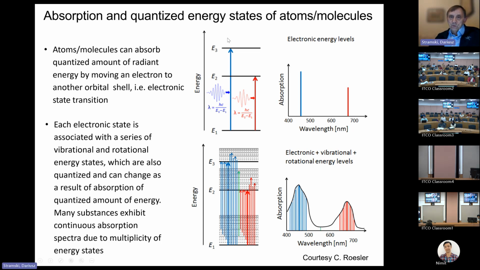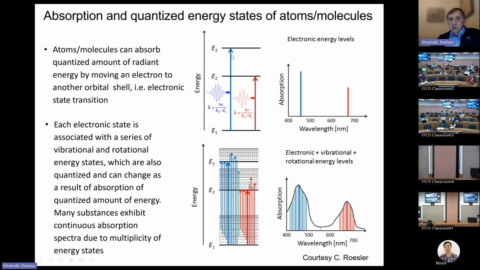on the right, on this first graph, which I'm pointing to at this moment, E1, E2, E3 represent three electronic levels. E1 is the ground electronic level, E2 is a higher electronic excitation level, and E3 is an even higher electronic excitation level. And so atoms and molecules can absorb a quantized amount of radiant energy by moving an electron to another orbital shell, or another electronic state transition.